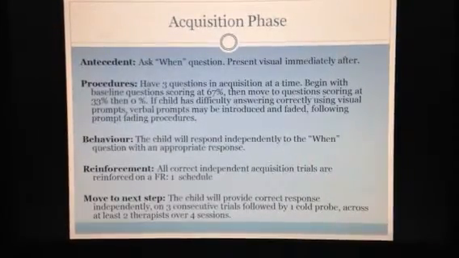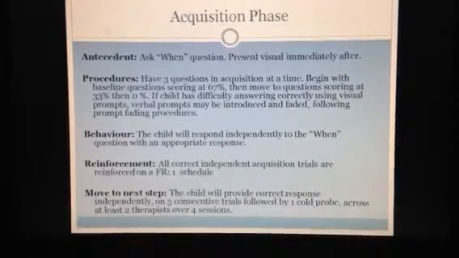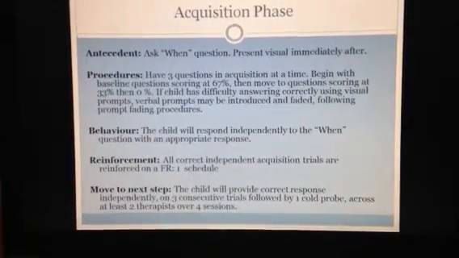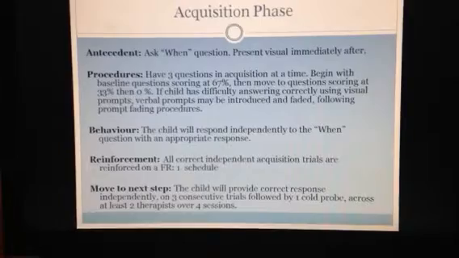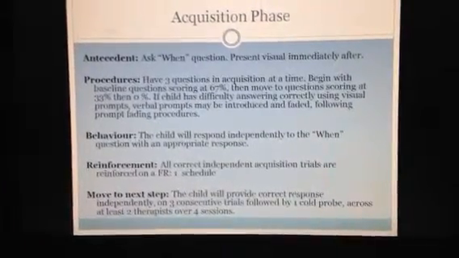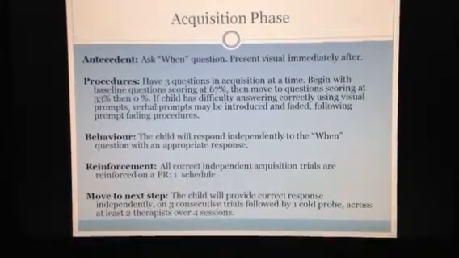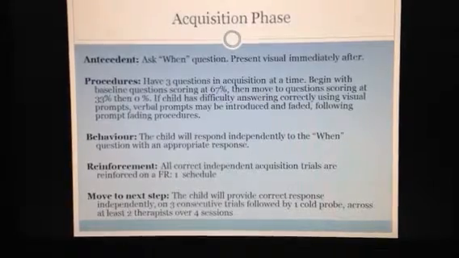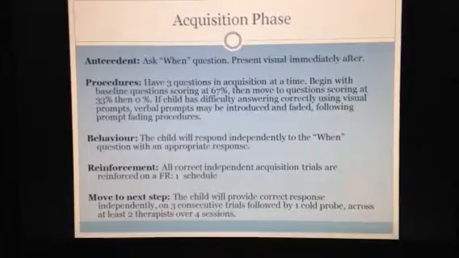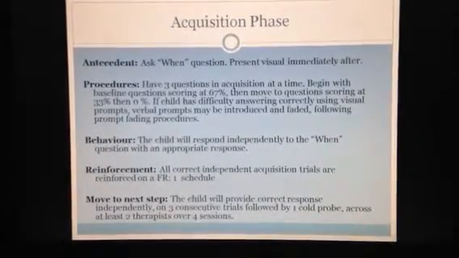Reinforcement: all correct independent acquisition trials are reinforced on an FR1 schedule, which means that each time they respond correctly, they would receive reinforcement. To move to the next step, the child will provide the correct response independently on 3 consecutive trials followed by 1 cold probe across at least 2 therapists over 4 sessions. So basically this means 4 times in a row, the child is going to answer you independently with no assistance from prompts.